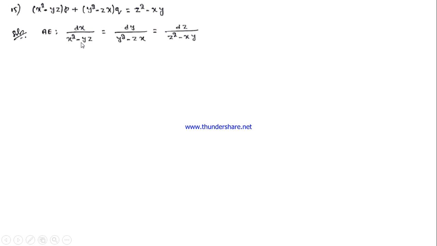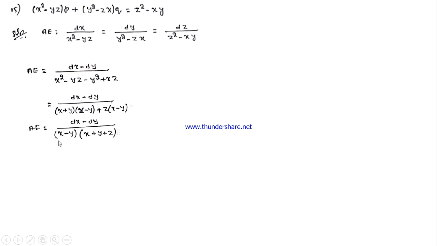Now, if we observe them closely, and take the difference between these two, you can note that dx minus dy divided by x square minus yz minus y square plus zx. x square minus y square is nothing but x plus y into x minus y, and from these two z is common, and x minus y is common here, that gives x minus y times x plus y plus z. But you can note that these functions are in cyclic form, so x square minus yz, then moving the values of x y z in cyclic form gives y square minus zx, and z is pushed here, so z square minus xy.